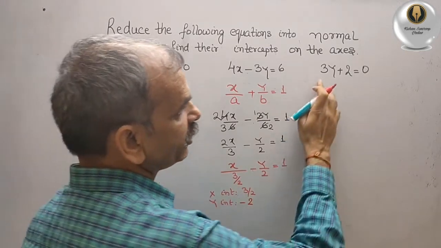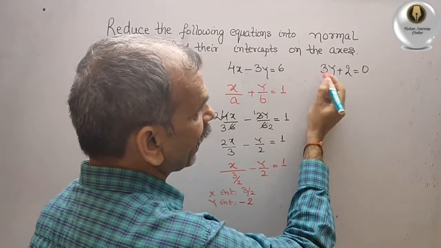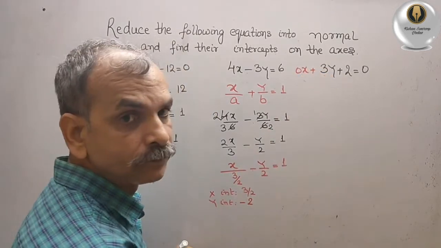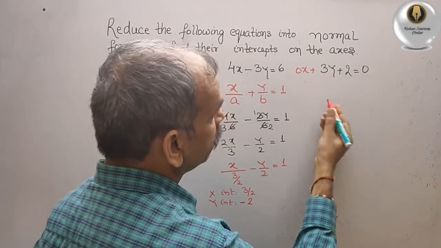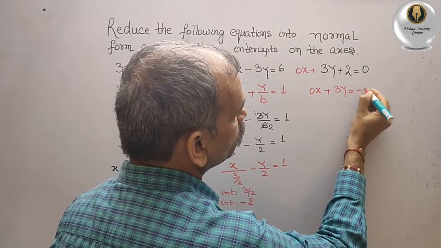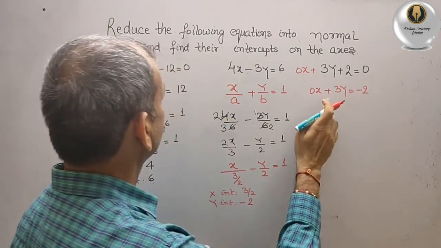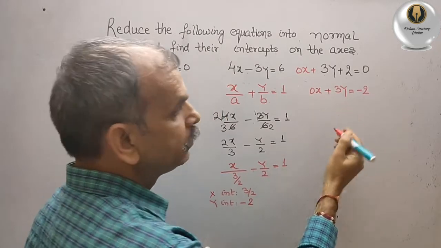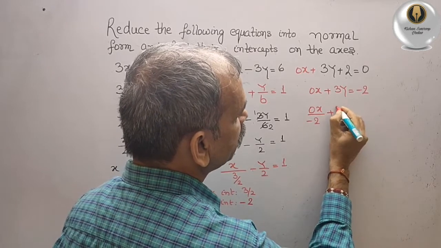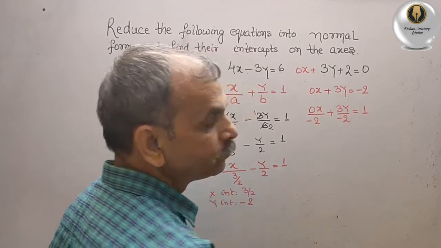Now next, see this. 3y plus 2 is equal to 0. Now here x is not there. So just we will write it as 0x. And bring this 2 to this side. You will get 0x plus 3y is equal to minus 2. Now bring this minus 2 down. What happened? It will come as 0x by minus 2 plus 3y by minus 2, that is equal to 1.